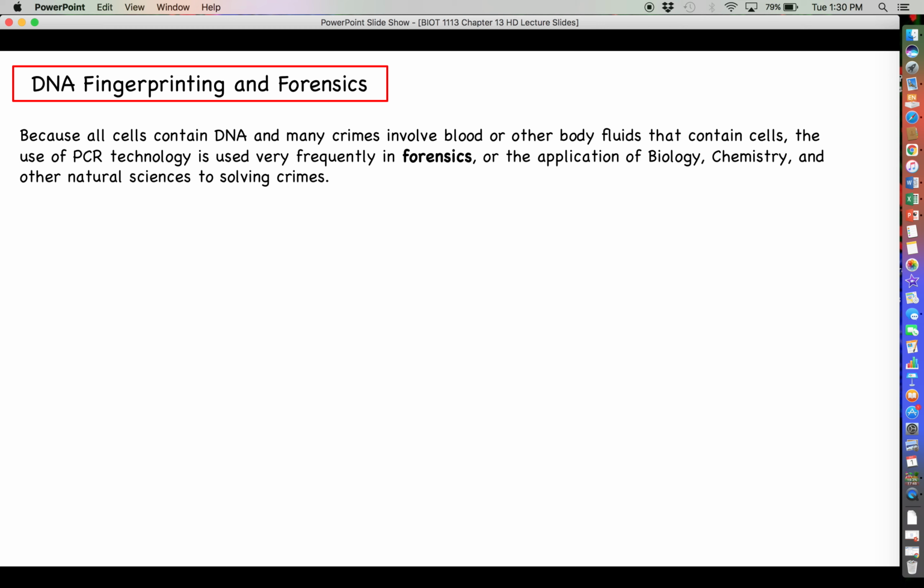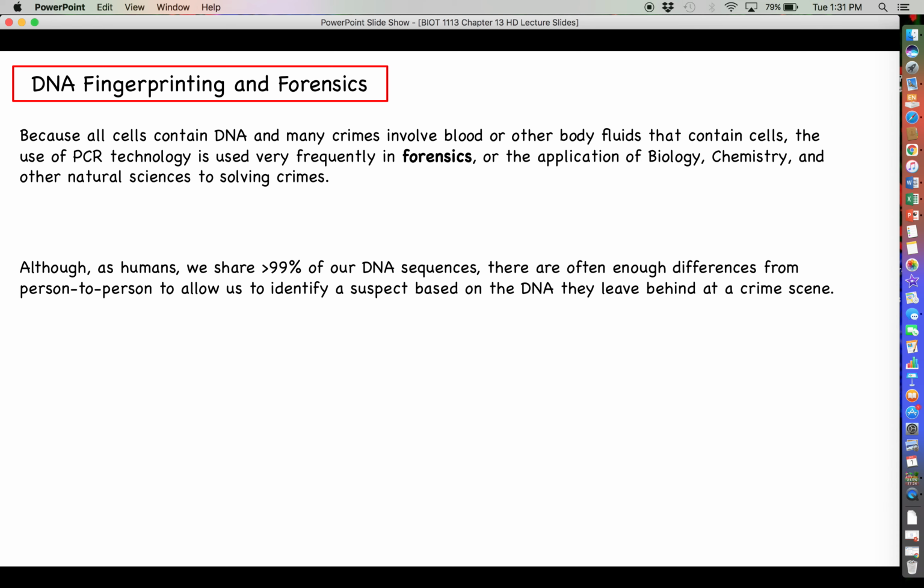So the basic idea behind using science in forensics, especially when you're dealing with DNA, is that all cells contain DNA, and many crimes involve criminals leaving behind blood or other bodily fluids that contain cells and therefore contain DNA. We can use PCR technology to amplify what little DNA is there, and we can use other things that we're going to discuss shortly to identify a perpetrator.